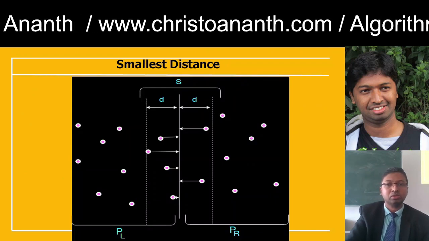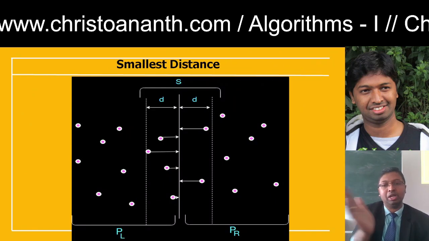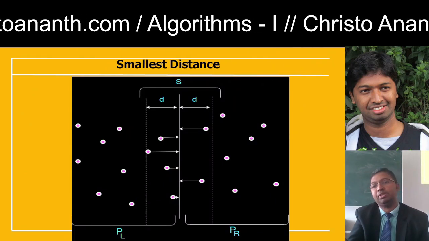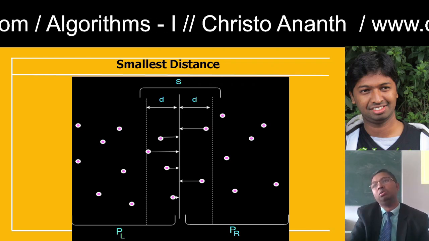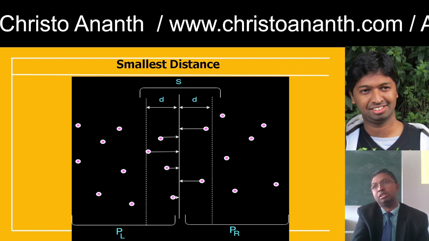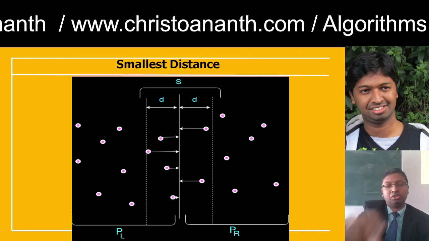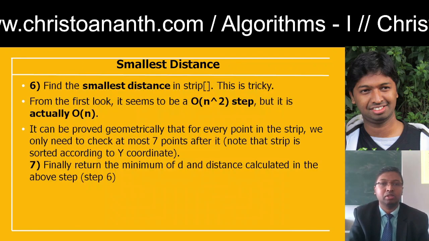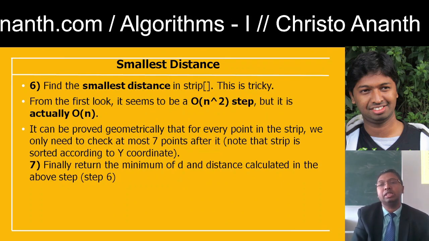Okay. So we'll have PL and PR, left and right. So you have to join the outer points. You have to find the minimum distance to the center, the minimum distance from the right as well, and you have to join them. Okay. So you have to find the smallest distance in the strip.